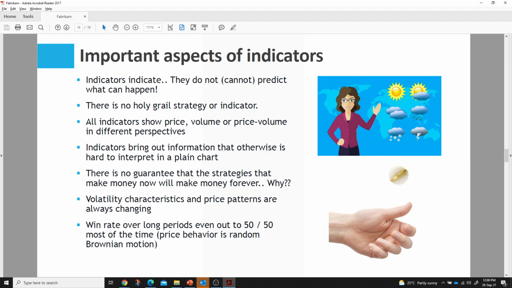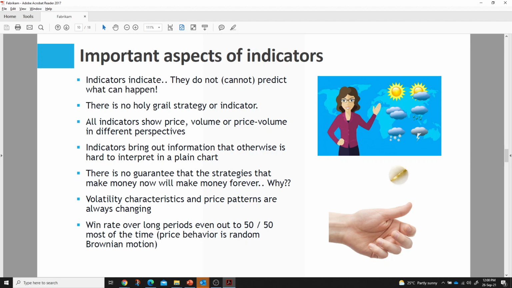Then win rate over long periods of time evens out to 50-50 most of the time. For most of the strategies, this is what will happen. In fact, many will underperform for a long period of time. After we have lost money, probably they'll come back to 50-50. But most strategies and concepts will even out to 50-50. Why? Because price action is random.